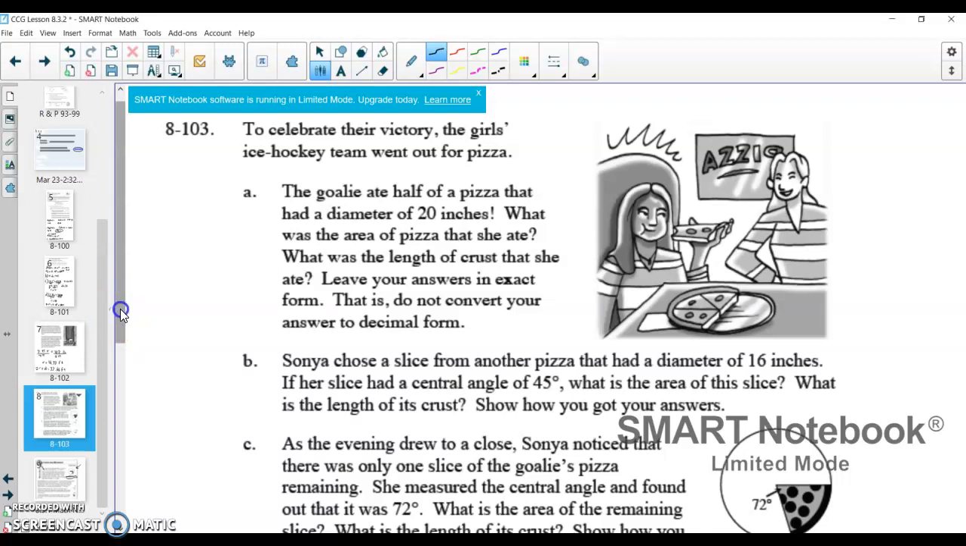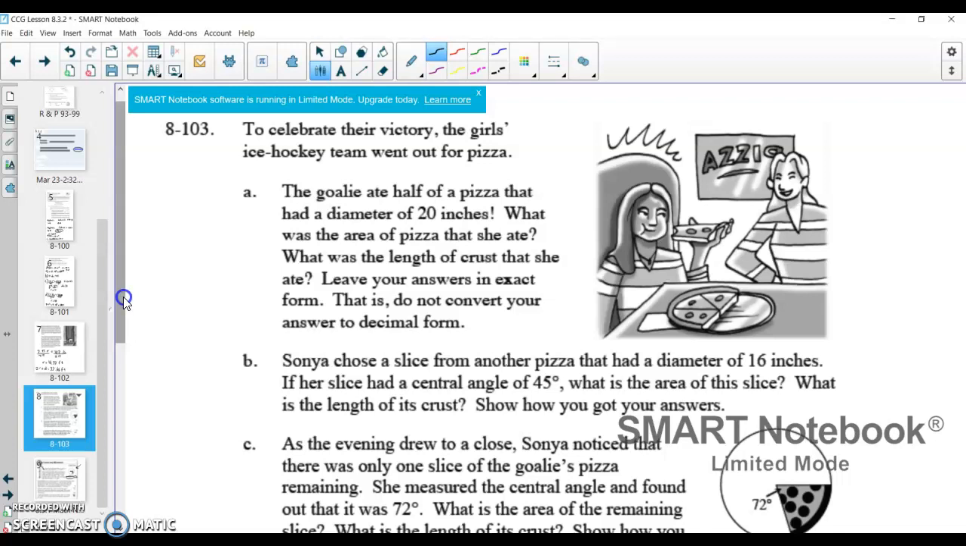But in A, it's saying the goalie ate half of a pizza that has a diameter of 20 inches. What is the area of the pizza that she ate? And then what is the length of the crust that she ate? We're going to leave this in exact answers. Do not convert to decimal form. That one I don't care as much about, but we're going to investigate it. So since she only ate half the pizza, we're going to find the area and the circumference of the whole pizza, and then we're just going to cut that in half to figure out what she ate.